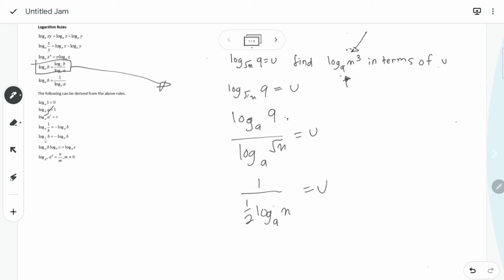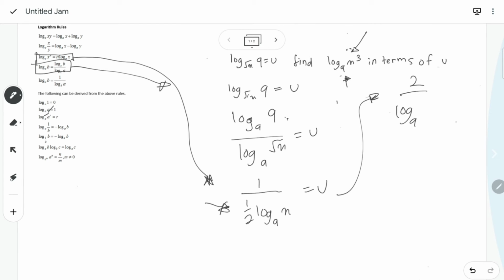So how do I get this? By using this formula into this. So the power is x to the power of 1 over 2. The number 1 over 2 can be brought to the front of the term. So then you can get 2 over log 9x is equal to u. So log 9x over 2 is equal to 1 over u. Log 9x is equal to 2 over u.